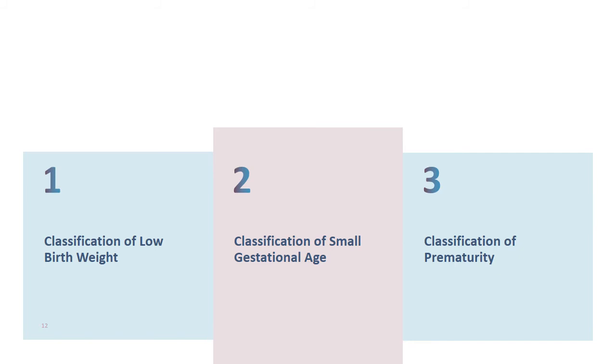And then finally, we looked at the classification of prematurity. So that's any birth prior to term. And as was before mentioned, term refers to the 5-week period between 37 to 42 weeks of gestation.